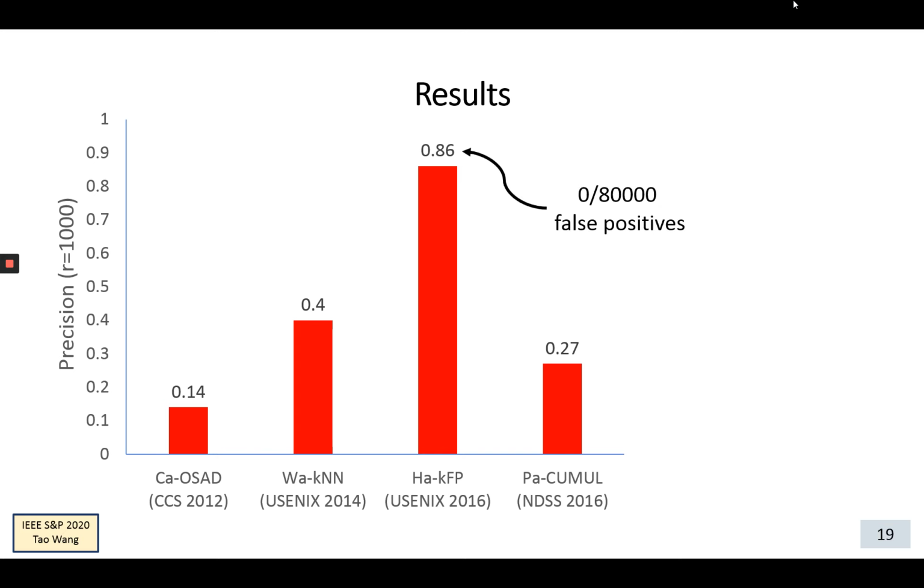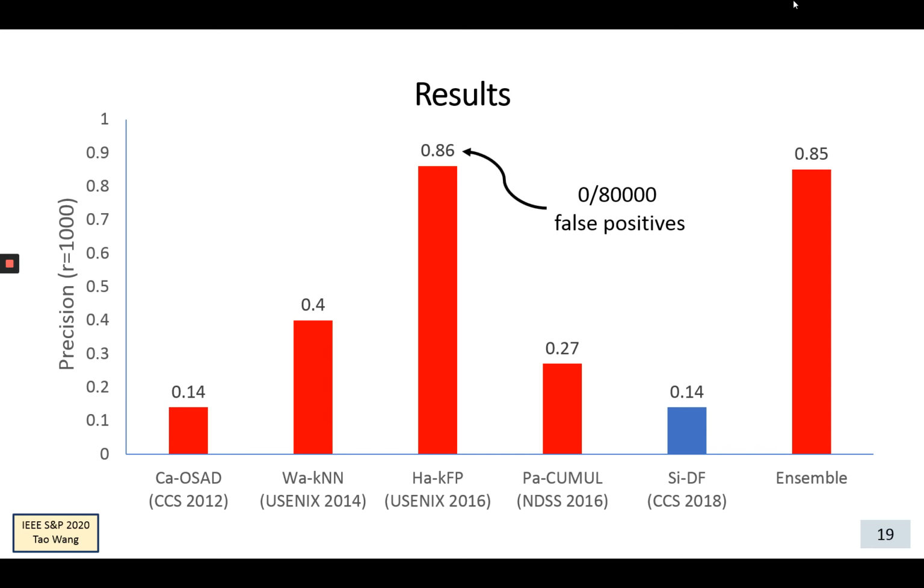Actually, for this case, we don't even have any false positives in our data set, but we still can't report 100% precision because of the conservative Wilson's method. The best competitor for this is Sirinam et al.'s deep fingerprinting method in 2018, which achieves 40% precision. It's much better than the other methods, but it's still about 6 times lower in precision than our method. And we also have another result for ensemble learning, which is 85%.